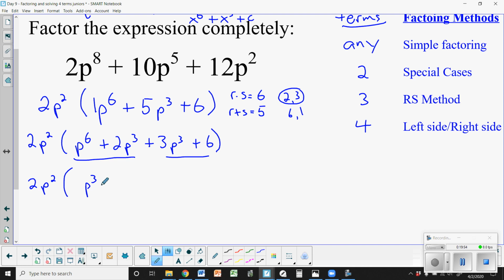And then we're left with, that's right, p cubed plus 2. And then this other one, we're going to factor out, yep, that's right, a 3, so plus 3. And then we have a p cubed plus 2 in this last parenthesis from that first one. All right, so we have a common factor here, p cubed minus, or I'm sorry, p cubed plus 3.